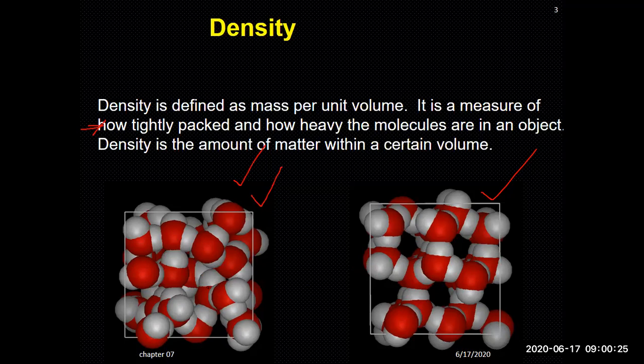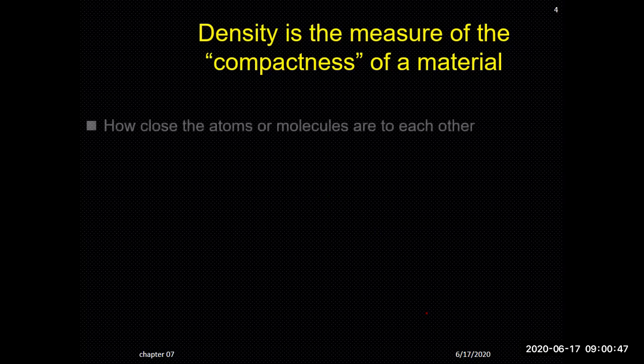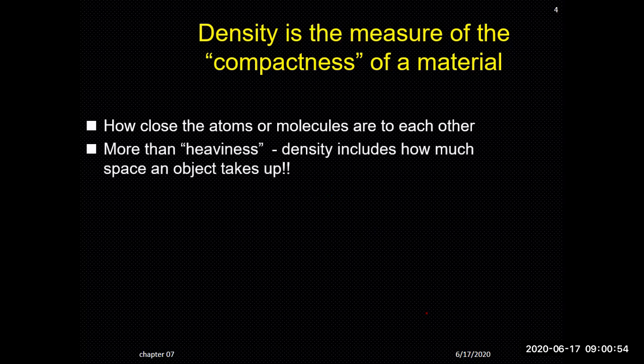The more the mass in the same volume, the more the density. And the less the mass in the same volume, the less the density. So this is clear from this figure: the relation of mass with volume, and of density with mass and volume. Density is the measure of compactness of a material, how close the molecules of matter are to each other. More than heaviness, density includes how much space an object takes up.